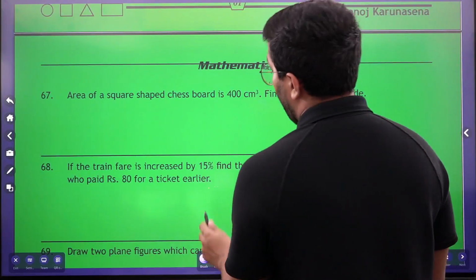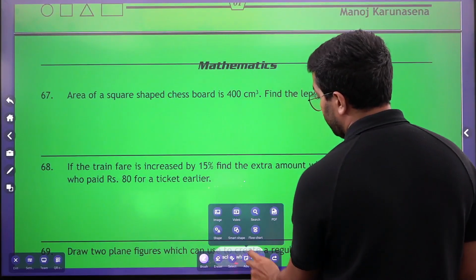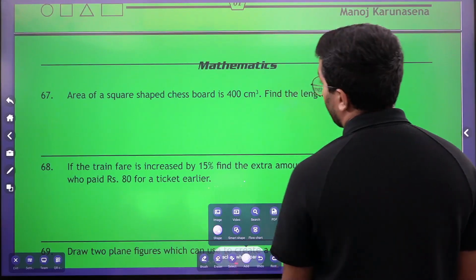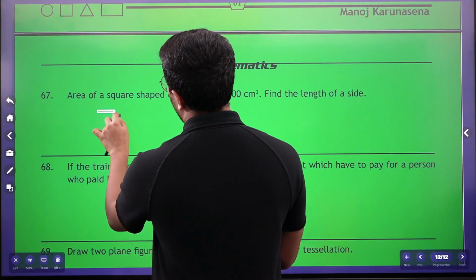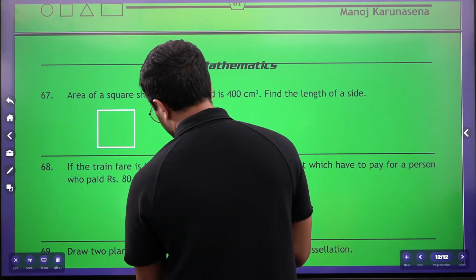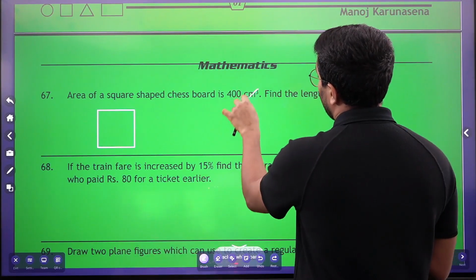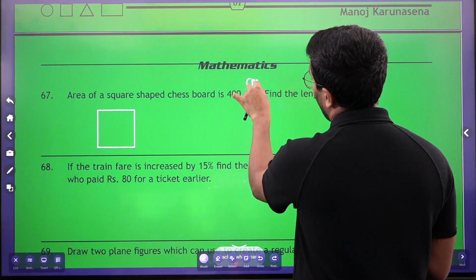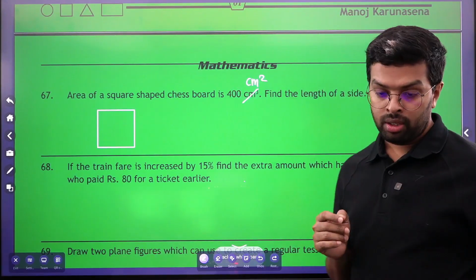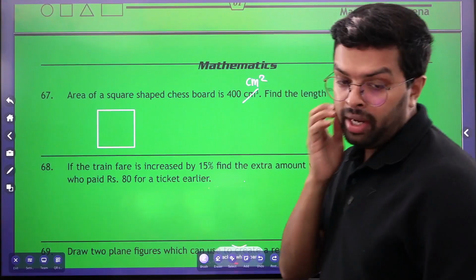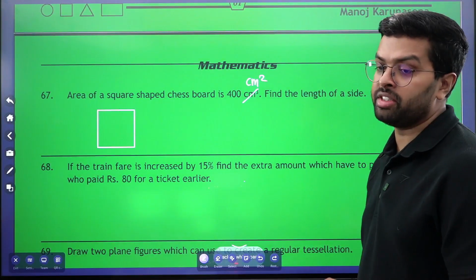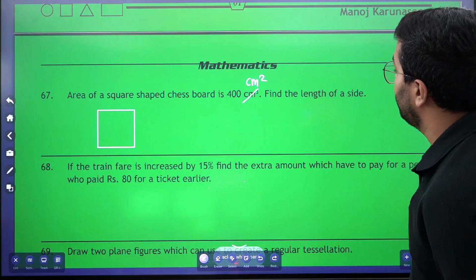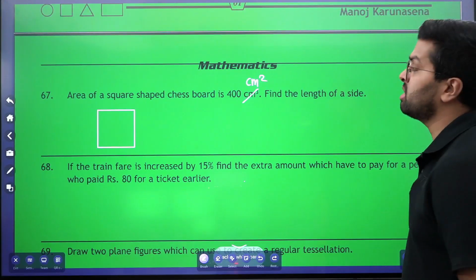The area of a square shaped board is 100. Printing mistake. Correct this: not cubic centimeters, square centimeters. The area of a square shaped chessboard is 400 square centimeters. Find the length of a side.